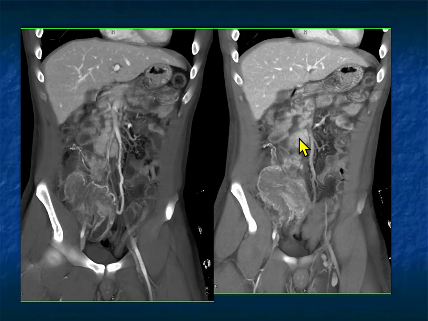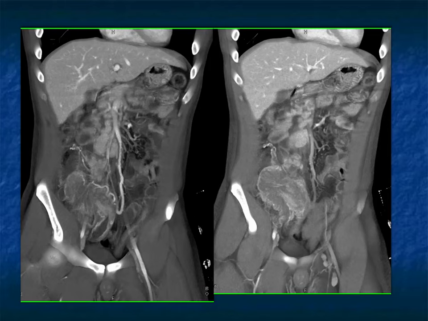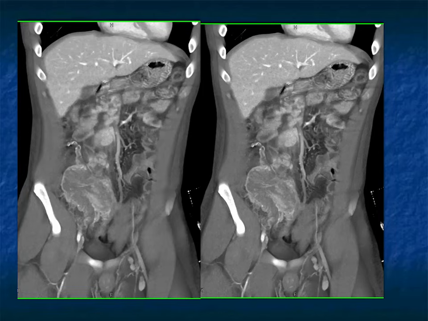So I'm asking you, what am I dealing with? Is this a simple case of nodes, thickened bowel? Is this lymphoma, maybe adenocarcinoma, but this surely has to be malignancy. Well, this wasn't malignancy. What else could this be?